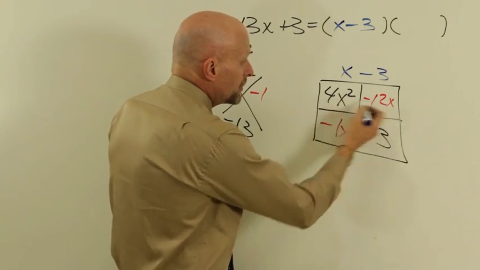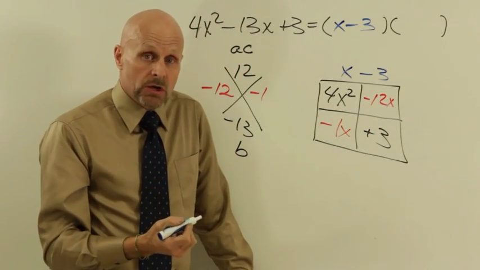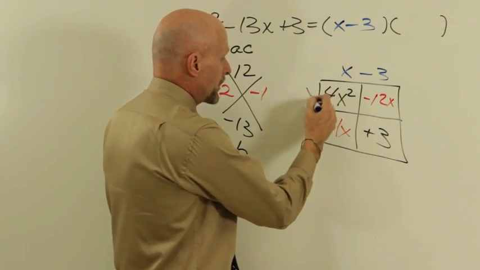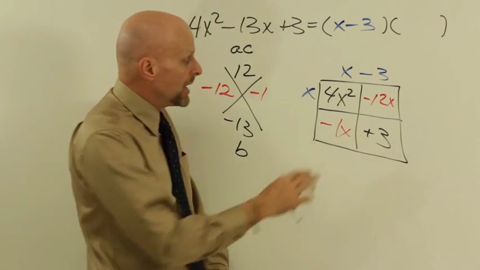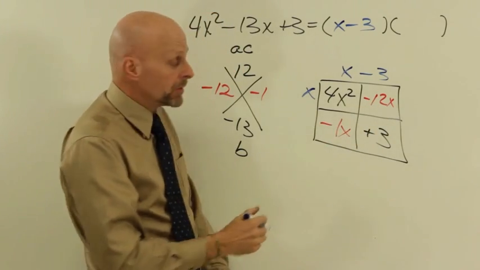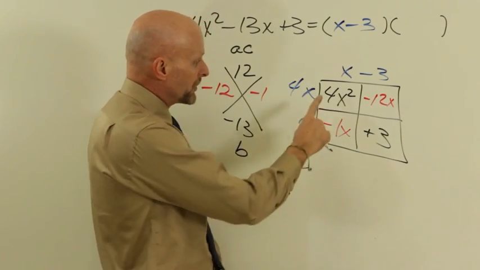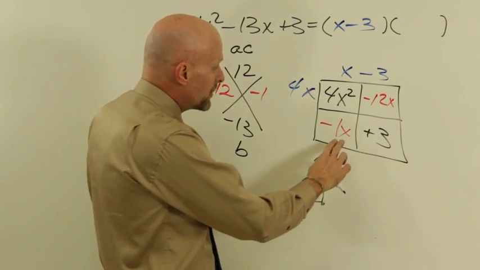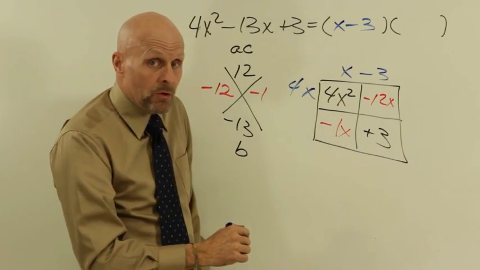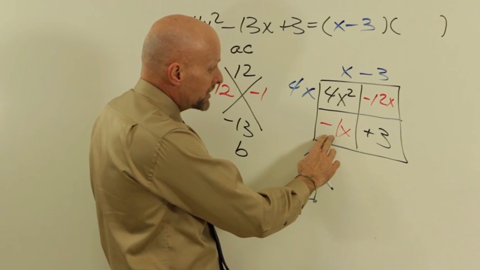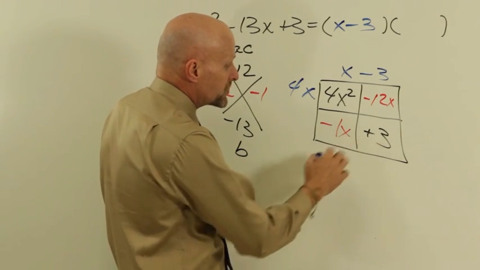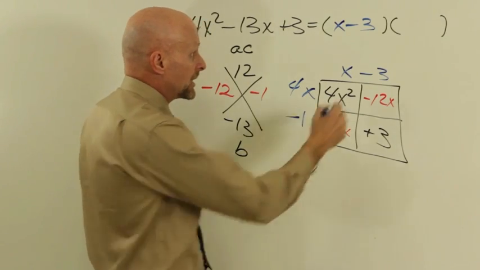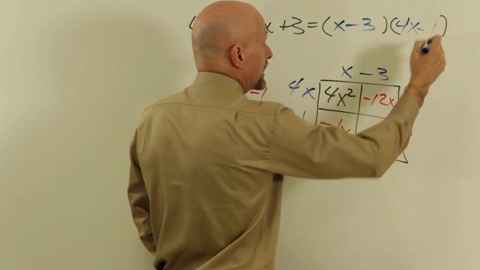Again, I can look at these two terms in the top row and say, what do they share in common, or what are their common factors? Well, they both have an x, so I place an x out in front. And 4 and 12 are both divisible by 4. Since the lead term is positive, that remains positive. In the bottom row, they don't both have an x. The only factor that will go into those coefficients is 1. And since the lead coefficient is negative, that is also negative. And there is my second binomial.